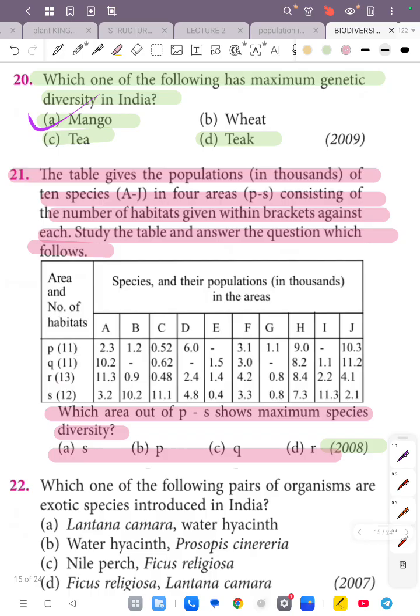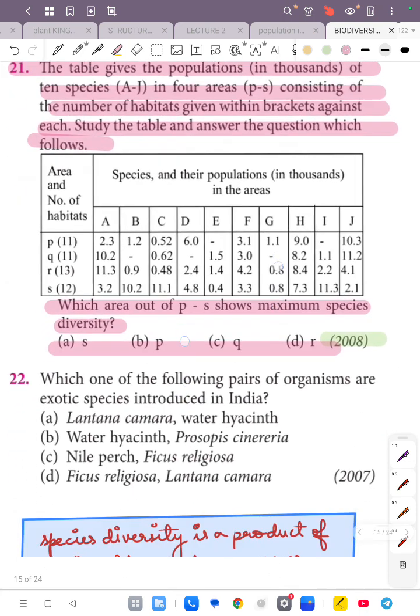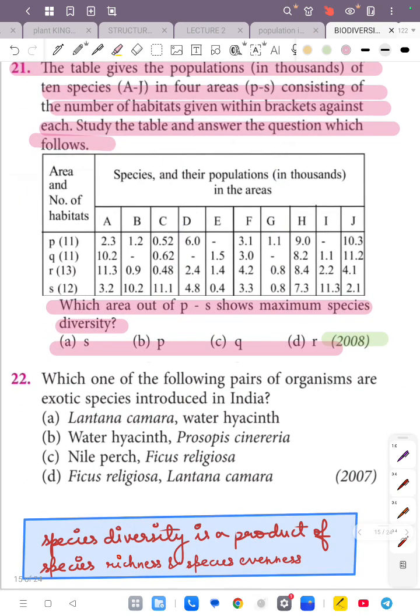So you study the table and answer the question which follows. The question is: which area out of these four shows the maximum species diversity? Now, as we're all aware, species diversity is a product of species richness and species evenness. I have added a clue for all of you. Species diversity isn't just about how much richness of species there is, it's also about species evenness. Their number also matters, right?